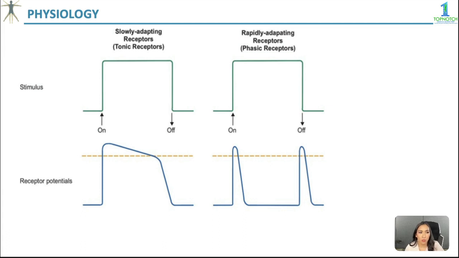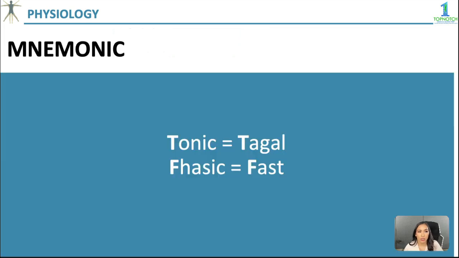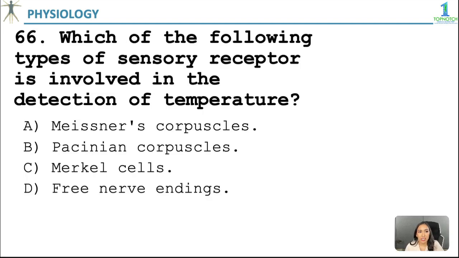Okay, let's look at this photo. So, makikita mo yung tonic. Throughout the entire duration of the stimulus, nagfa-fire siya. While in phasic receptors, dun lang sa start tsaka end. So, tonic, tagal, phasic, fast.